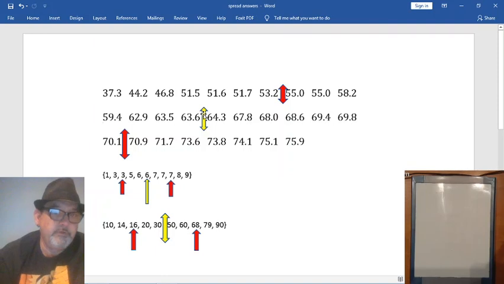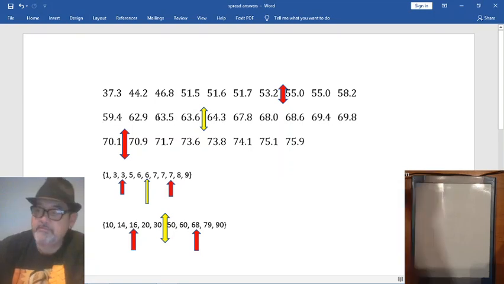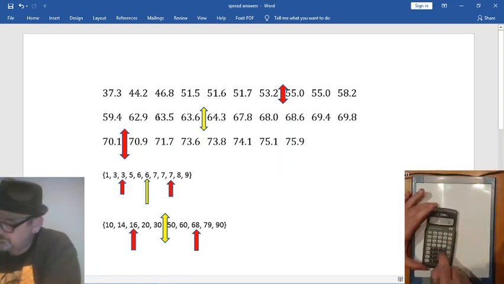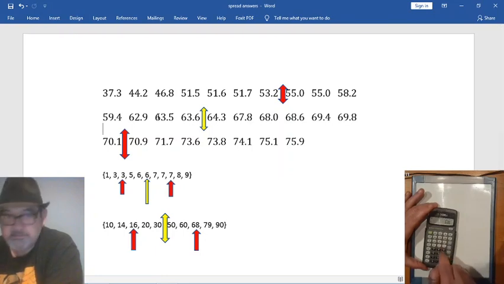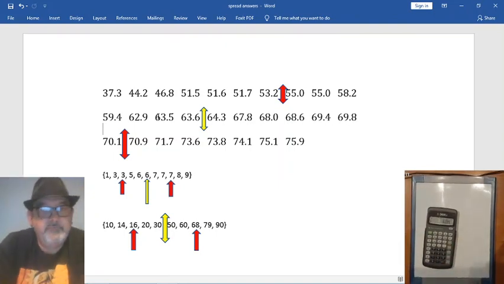So if you guys remember, and if you don't remember, I'll remind you, if it's in between two numbers, you take the average. So you're going to add these two numbers together, 63.6 and 64.3. So 63.6 plus 64.3 is 127.9, and then you just divide by 2. So your average is going to be 63.95. I'm sorry, not your average, your median, the middle number. Okay? Now the interquartile range.